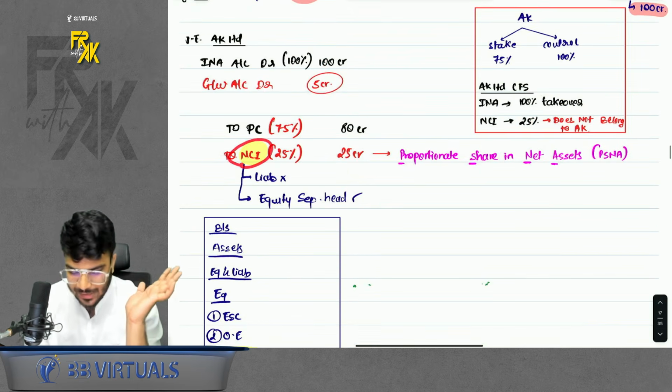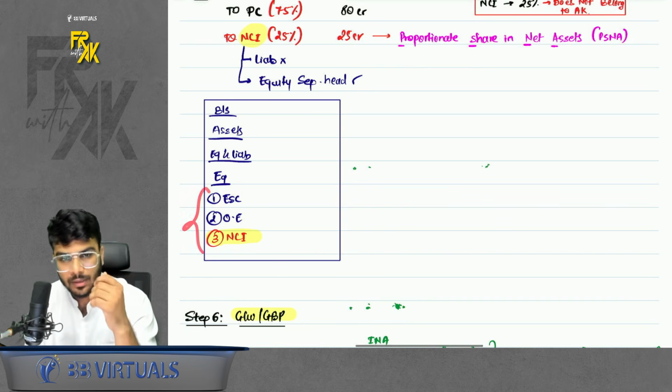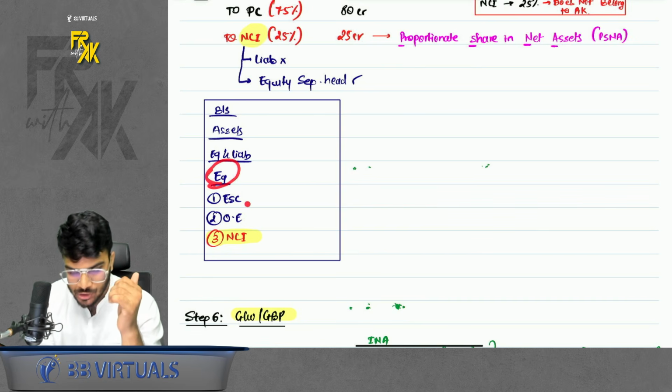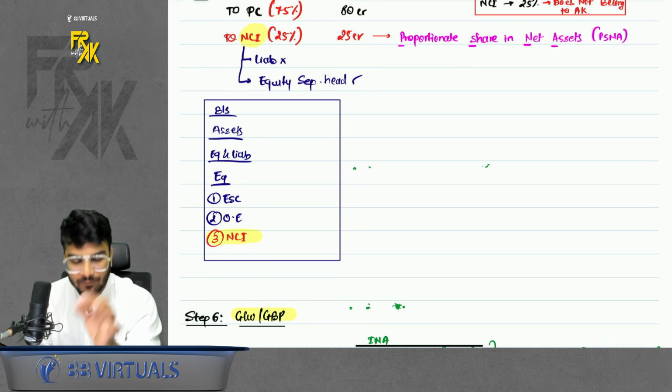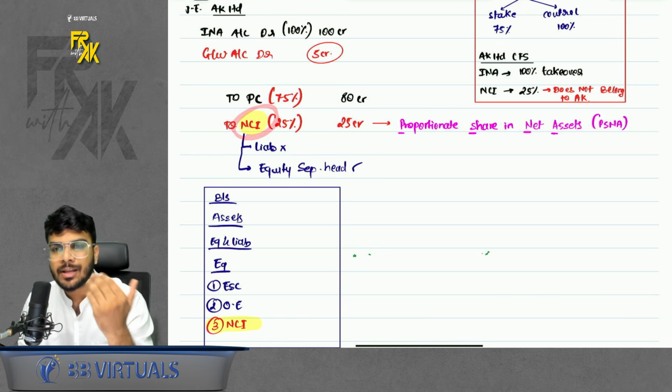Where will NCI appear? NCI will appear on the equity side. So you will create a third heading. Equity had 2 headings already: equity share capital and other equity. Now a third heading will come, NCI. Okay, now at what value shall I record the NCI?